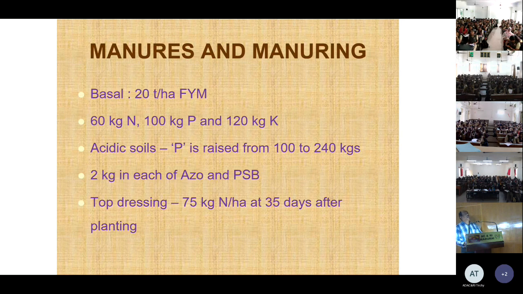Regarding the manuring, almost 20 tons of farmyard manure as basal, whereas 60, 100 and 120 kg of nitrogen, phosphorus and potash. Whereas if acidic soil is there, the phosphorus is raised from 100 to 240 kgs. So that is very important. And apart from that, biofertilizers like azospirillum and phosphate solubilizing bacteria, 2 kg, are given in the basal dressing, as well as nitrogen 75 kg applied at 35 days after planting. Next.